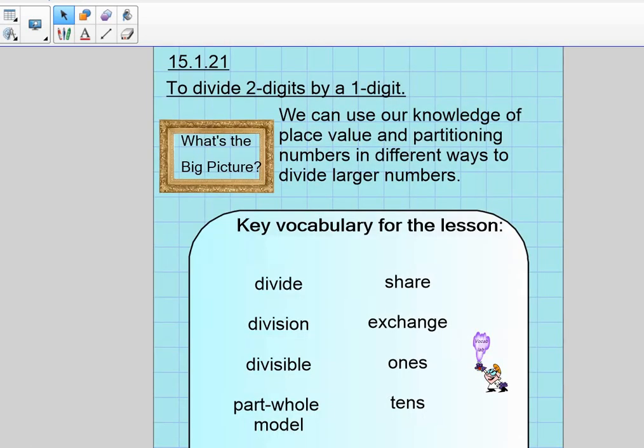What's the big picture? We can use our knowledge of place value and partitioning numbers in different ways to divide larger numbers. Key vocabulary for the lesson: divide, division, divisible, part-whole model, share, exchange, ones and tens.